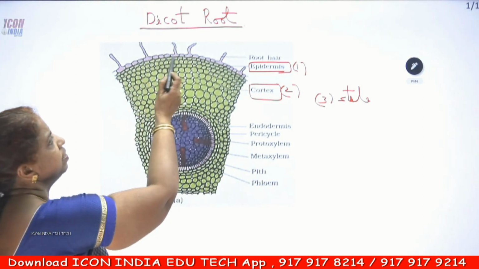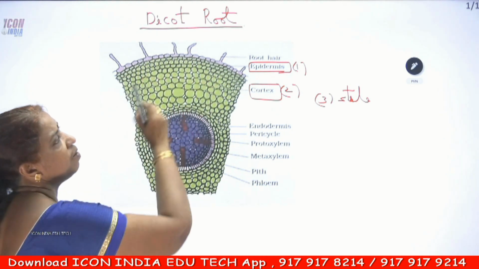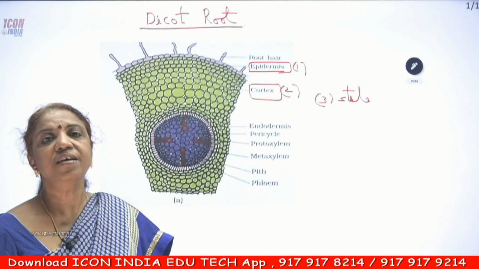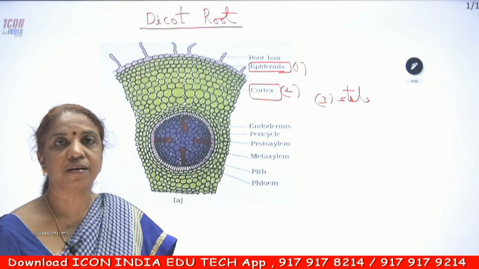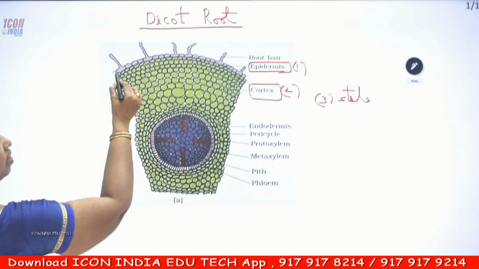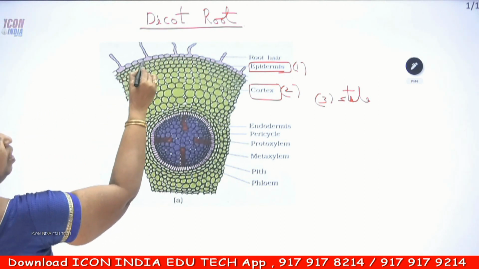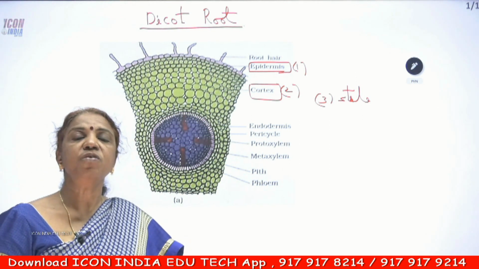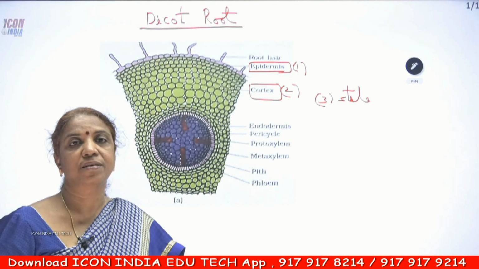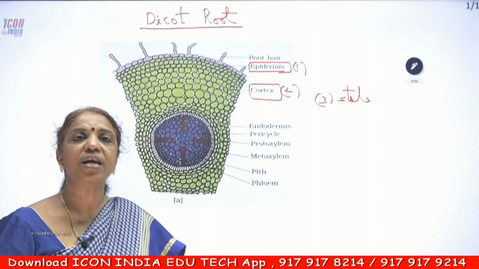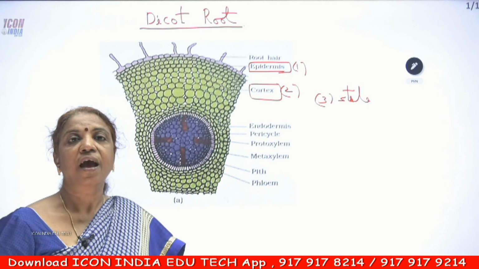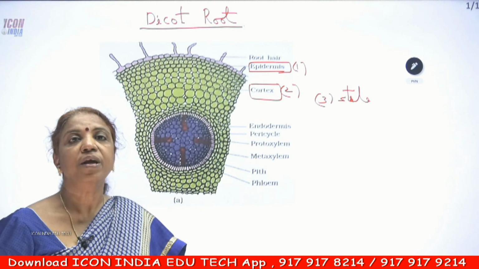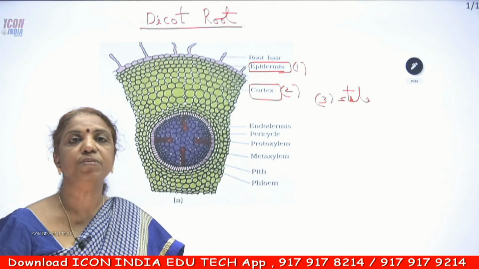What is the epidermis? The epidermis is the outermost layer of the young root. It is always single layered, a uniseriate layer of parenchymatous cells. The epidermal cells produce root hairs. What is the function of root hairs? Absorption of water and minerals. The epidermal cells produce root-like structures called root hairs. Hence, the epidermis is also called the piliferous layer. The main function of root hairs is absorption of water and minerals.